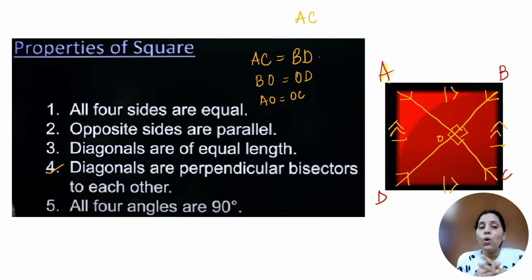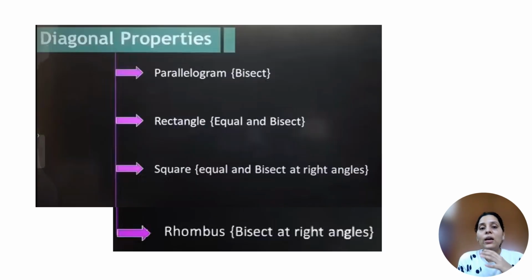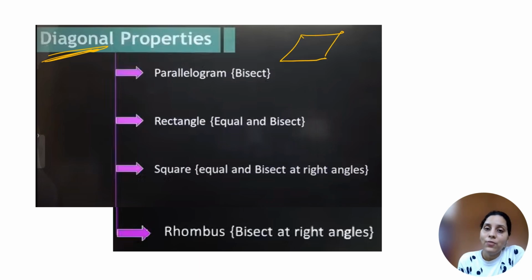So this is about all the kinds of quadrilaterals we had seen and their properties, which are very, very important. In short, I'll just tell you about diagonal properties because I'm sure everyone knows about the sides and angles in each kind, but everyone gets confused when coming to diagonals. So let me just take you through the diagonals. In a parallelogram, diagonals bisect, which means this side equals this side and this side equals this side.